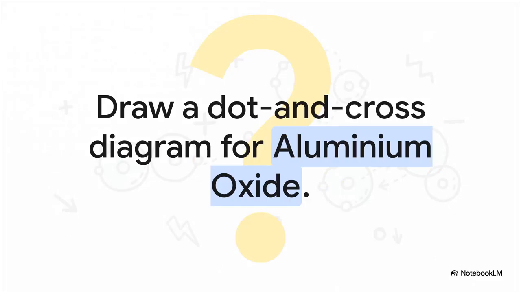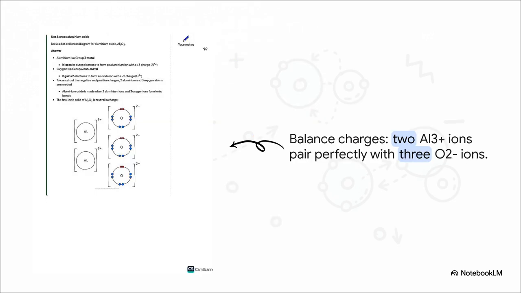Now for the big one. This right here is a classic separator question used to differentiate the A-grade students from everyone else. Aluminum is in group 3, meaning it desperately wants to give away 3 electrons. Oxygen is in group 6, meaning it only has space to take 2. You can't just match them 1 to 1, and you can't just use 2 of one kind. You've got a mathematical mismatch, so what do you do? To solve this, you have to find the lowest common multiple between 3 and 2, which is, of course, 6.